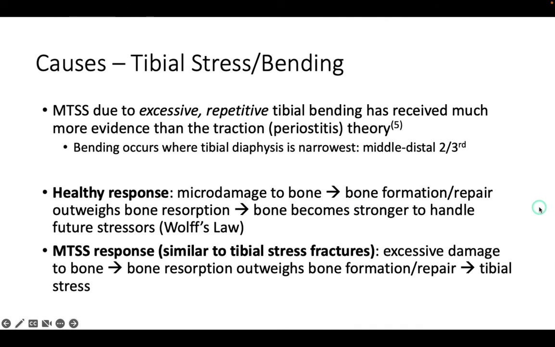The MTSS response, on the other hand, I've seen some authors say is pretty similar to tibial stress fractures. So you have excessive damage to the bone, in this case the tibia, and now bone resorption outweighs bone formation or repair. In other words, you're breaking down more bone than you're putting on, and so now we have tibial stress. The tibia is becoming weaker, leading to pain.